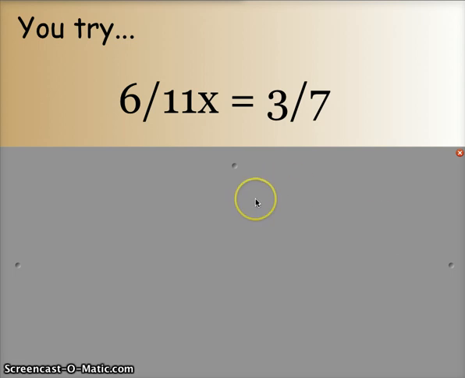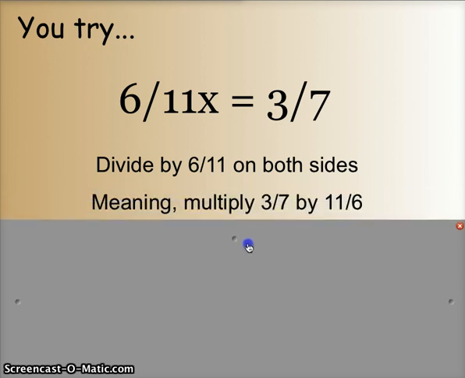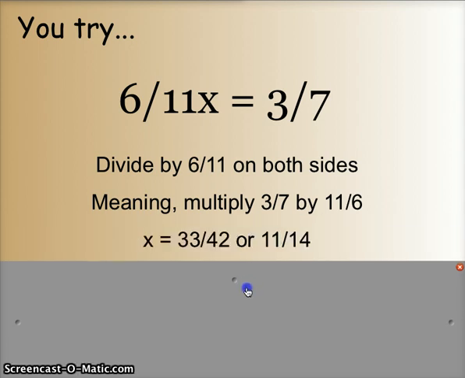You should have said in order to get rid of multiplying x by 6/11, you needed to divide by 6/11 on both sides. So you should have x equals 3/7 divided by 6/11. But as you saw earlier, you can't divide by 6/11, so we would change this to multiplying by 11/6. You can cross cancel or multiply straight across and simplify, and you would get x equals 33/42, which then simplifies to 11/14.